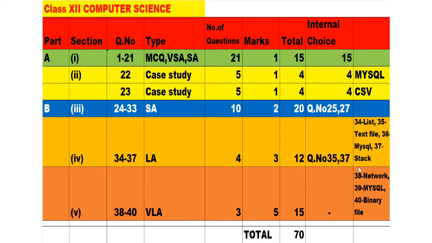The next section will be section 5, questions 38 to 40, very large answer. Here you can see 3 questions of 5 marks, total 15 marks: one from network, one from MySQL and one from binary file. So we will now solve section 4.